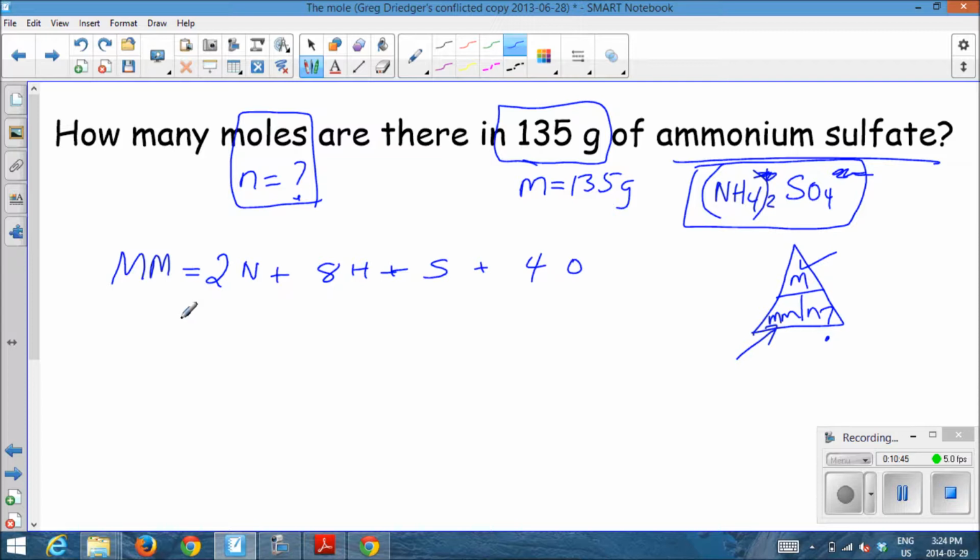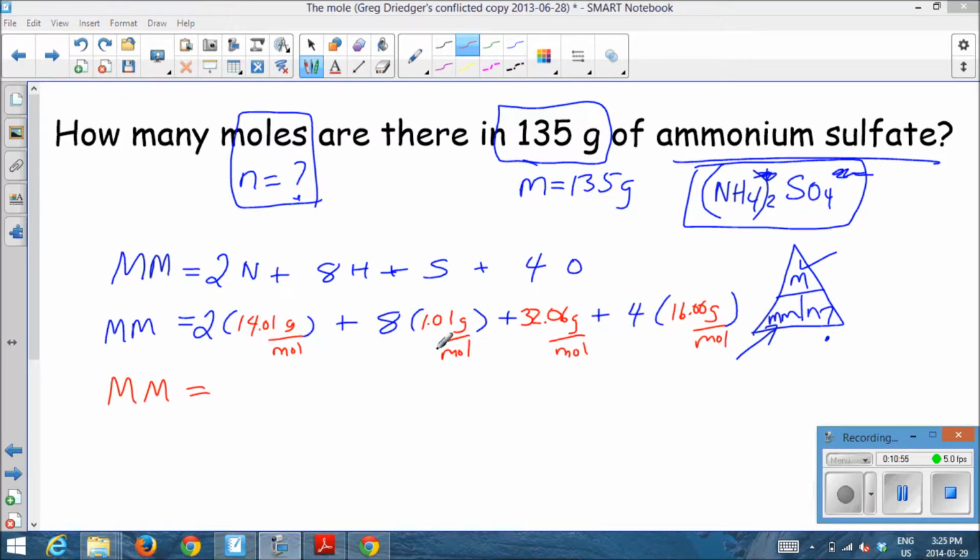So what I'm going to do is fill in my values from my periodic table for nitrogen, hydrogen, sulfur, oxygen. I'm just looking at the atomic masses. Okay, so I filled in my molar masses for nitrogen, hydrogen, sulfur, and oxygen. We just multiplied 2 times that number, plus 8, plus 32, and then plus 4 times 16. I'll just do that math quickly. We'll get an answer for our molar mass. So the answer I got was 132.16 grams per mole.